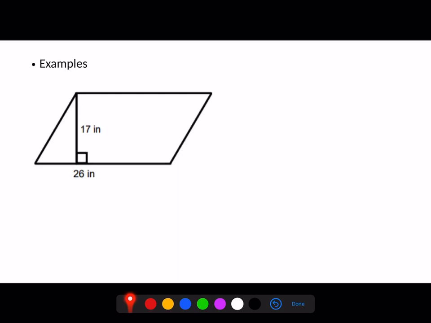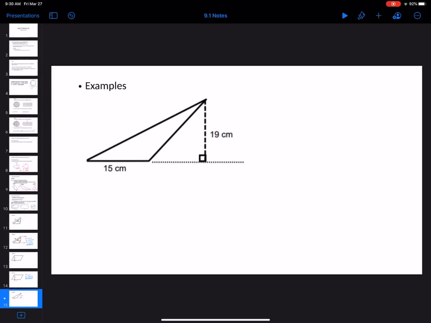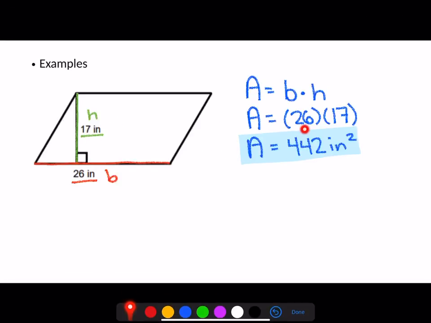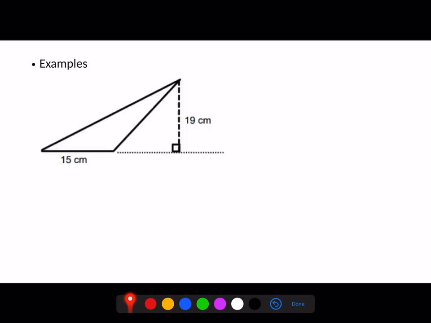All right, so looking at this, once again, we have a parallelogram this time. So we're going to use height and base to find the area of this shape. So area is equal to base times height. Our base is 26. Our height is 17. So 26 times 17 will give us 442 inches to the second power. All right, next, try this one out.